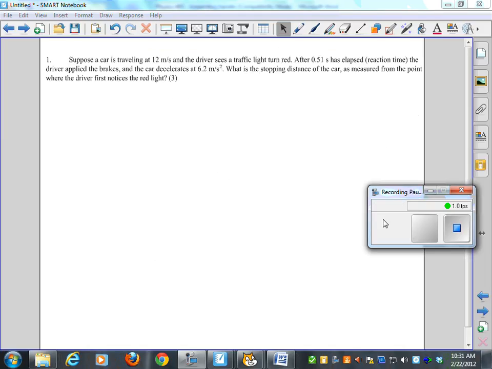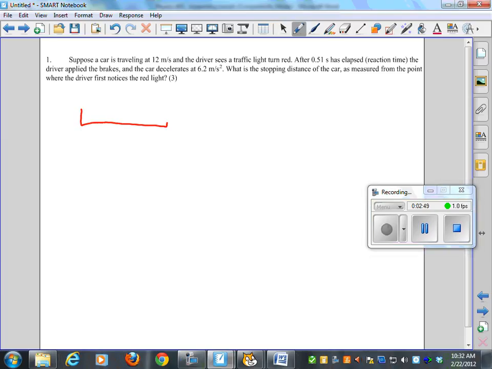Okay, let's look at question number 2. So this is the one that more people got wrong, so let's look closely at this one. Suppose the car is traveling at 12 meters per second, and the driver sees the traffic light turn red. After 0.51 seconds has elapsed, the reaction time, the driver applies the brakes, and the car decelerates at 6.2 meters per second squared. What is the stopping distance of the car as measured from the point when the driver first notices the red light? So there's actually 2 parts to this. This is the initial part, when t is equal to 0. 0.51 seconds later, then this is the slowing down portion. This is the constant speed portion. So there's 2 distances that you have to calculate.